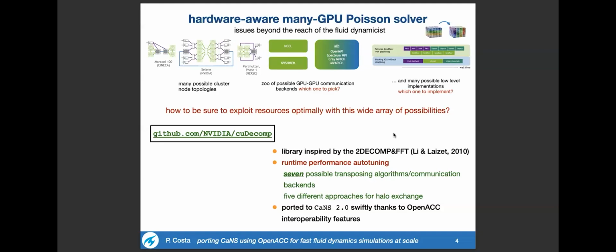so that, depending on the system, we are exploiting resources efficiently. And the nice thing about OpenACC is that it interoperates so nicely with CUDA that it was really swift to adopt this library in our code using OpenACC. So this was about CUDA.